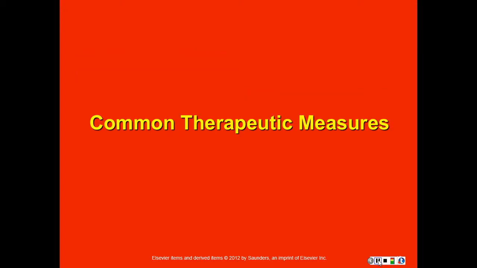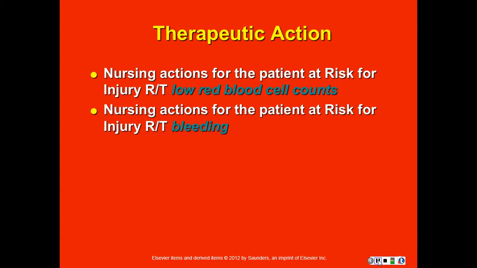So when we're talking about patients who have hematological problems, these are our two big risks here. They have a risk for injury related to low red blood cell counts. And they also have a risk for injury related to bleeding. Again, we're only talking RBCs and platelets. What's your risk when you have too low white blood cells? Infection, right.